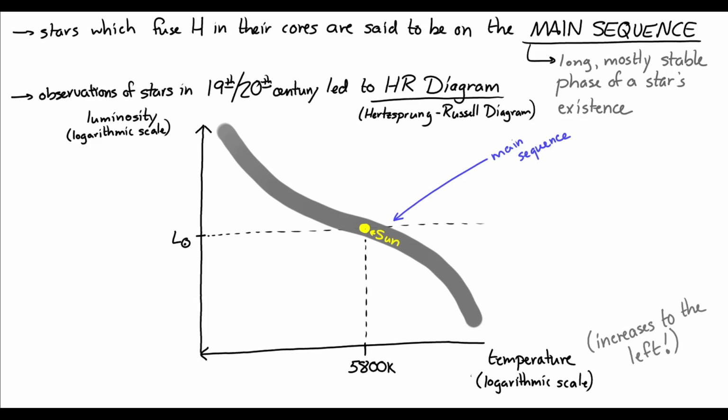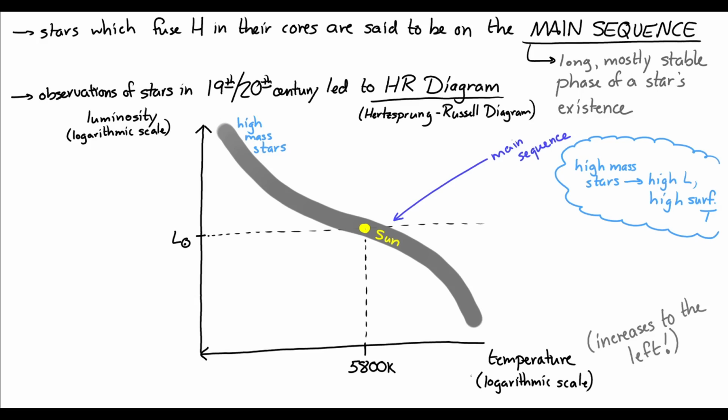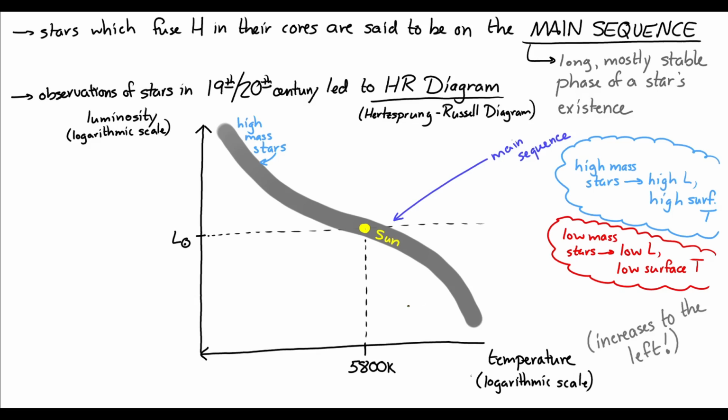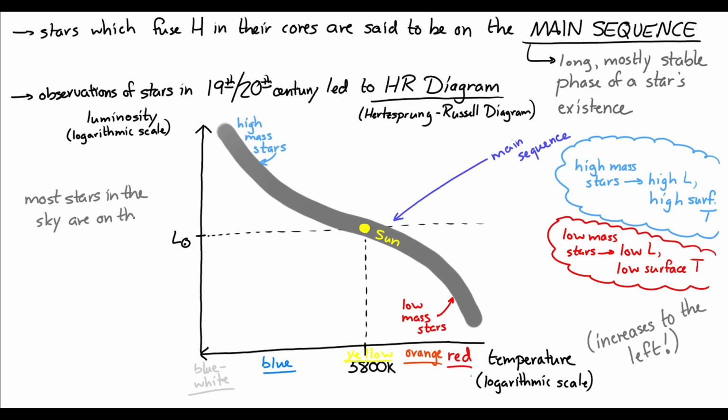And if we were to think about higher mass stars, well, higher mass stars have a much greater luminosity, and they also have a higher surface temperature. So higher mass stars would be in this region of the main sequence. Lower mass stars would have a lower luminosity and have a lower surface temperature, so they'd be over here. So this temperature axis also kind of serves as a color axis, going from red over here on the right, and then through orange, yellow, over to blue, and blue-white. Most of the stars in the night sky that we see are on the main sequence, but not all of them. And next time we'll discuss those that are not on the main sequence.